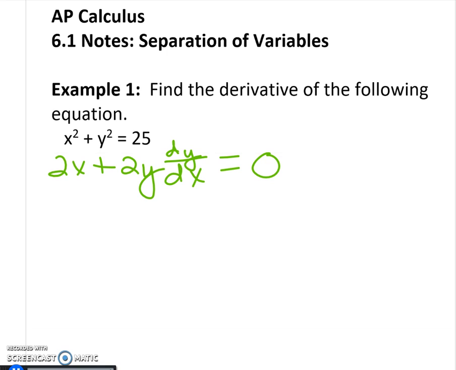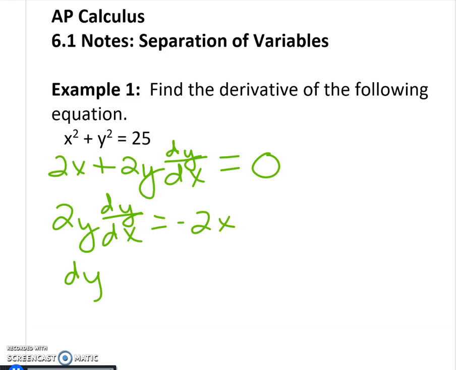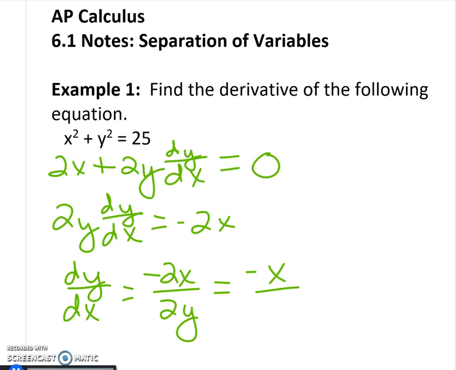So at that point, the differentiation is done, but you're not done with the problem until you've solved for dy/dx. So we would subtract the 2x to the other side, and we would get 2y dy/dx equals negative 2x. And then we would divide by the 2y, and you get dy/dx equals negative 2x over 2y, or dy/dx equals negative x over y. Now, that should not be anything new.